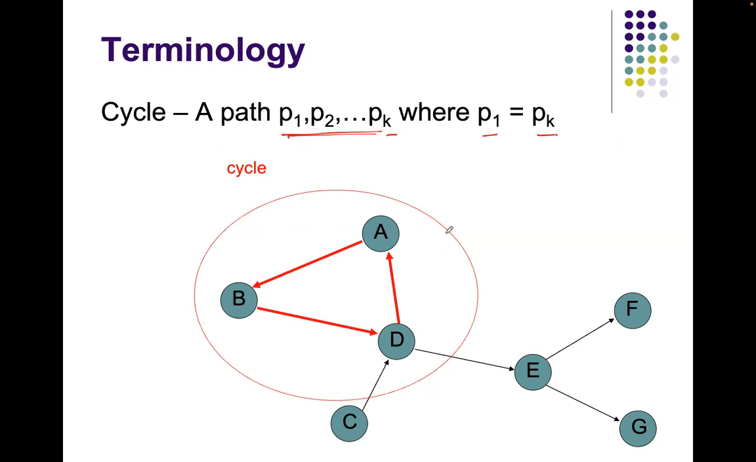For example, in this directed graph, we have a path like A, B, D, E, G, because you can go from A to B, D, E, and G following the direction. But we don't have a path like A, B, D, and C, because when we are at D, we don't have any path from D to C. So that's not a path.